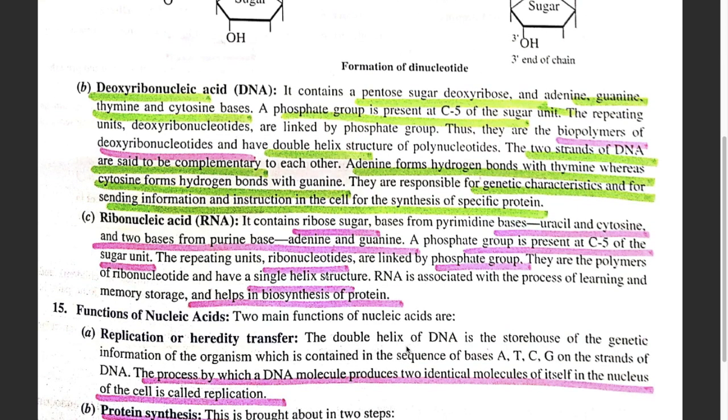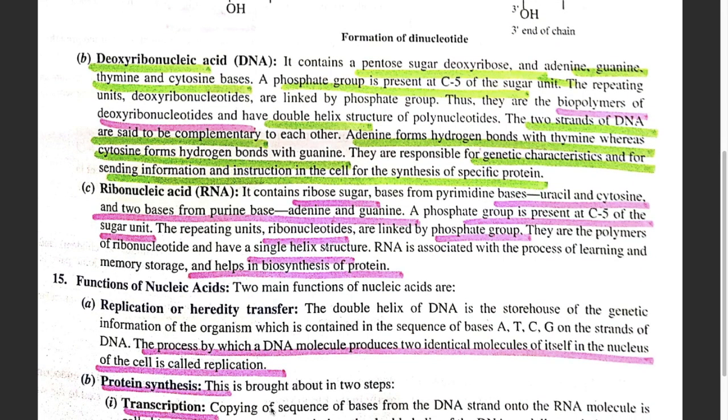As we just discussed, DNA is responsible for the transmission of hereditary characters from parents to offsprings, and also the process by which a DNA molecule produces two identical molecules of itself is called replication. So replication is responsible for hereditary transfer. So it's a genetic material, remember.